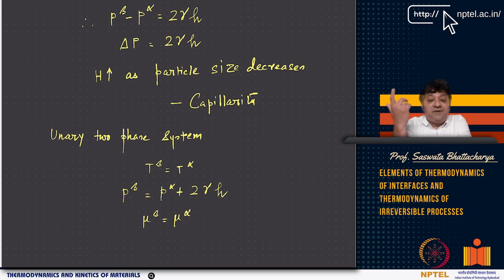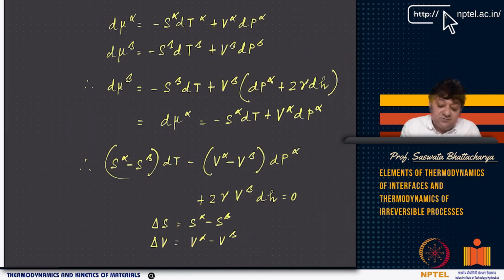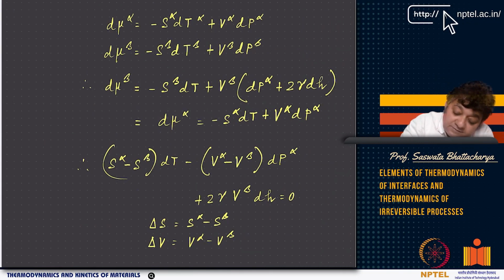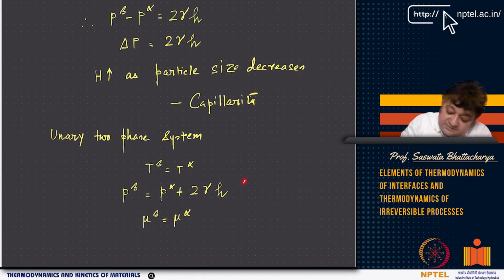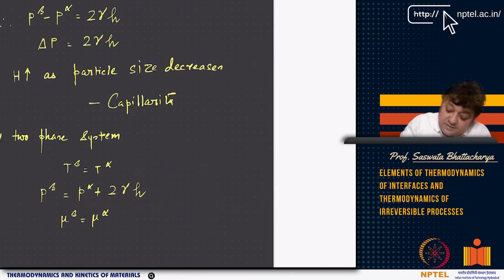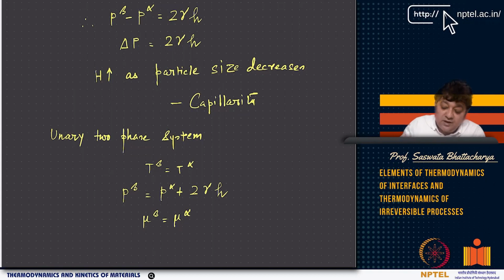T beta has to be equal to T alpha. P beta is P alpha plus 2 gamma H, where H is the mean curvature. Mu beta equals mu alpha. These equations are already there. You know these equations, this one and this one. Now you are basically looking at d mu beta, and you have S beta dT, because T beta equals T alpha equals T. And then you have V beta, and then you have dP alpha plus 2 gamma dH. This is because of this relation, so dP beta equals dP alpha plus 2 gamma dH.